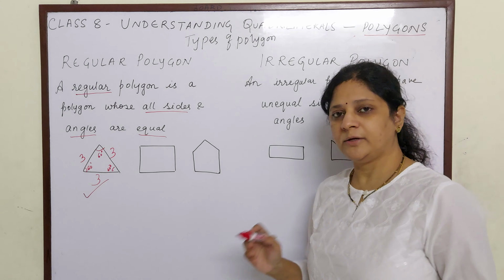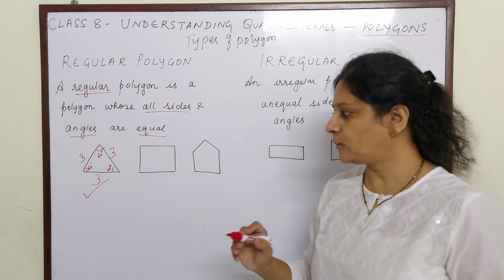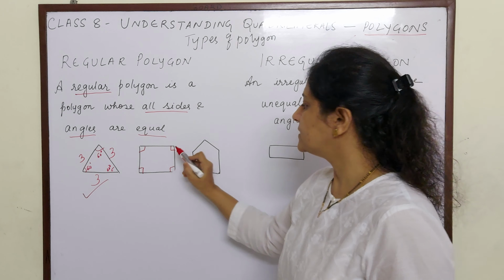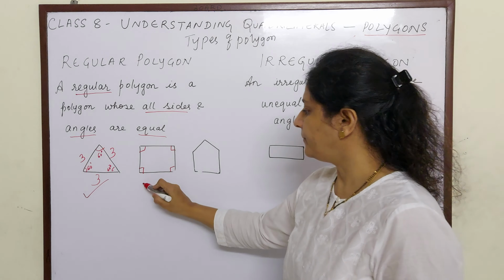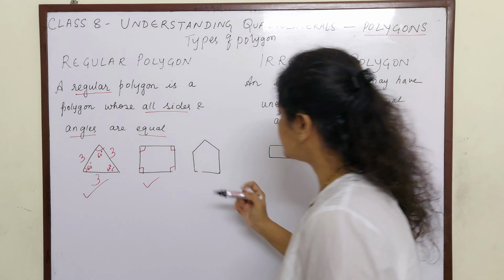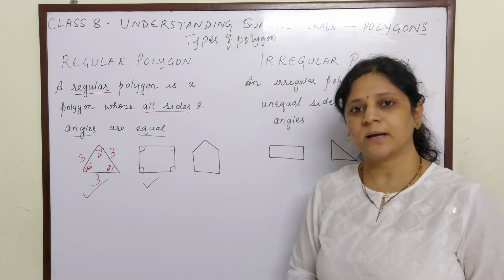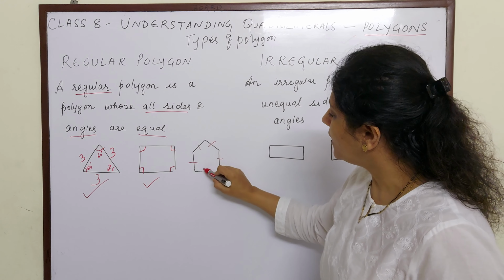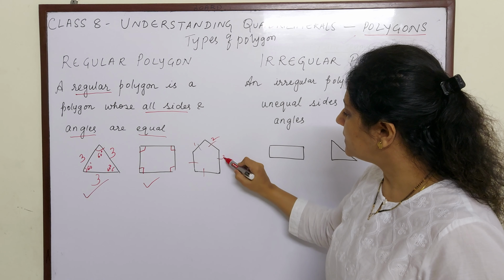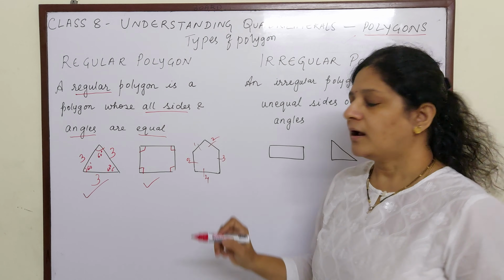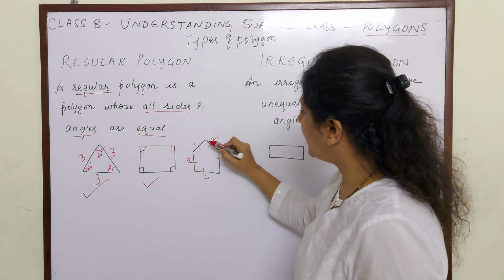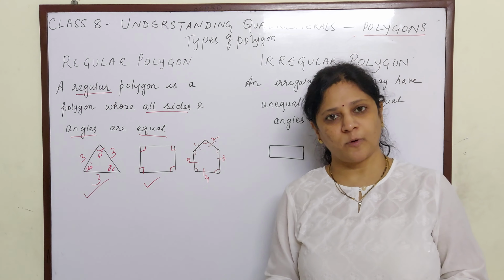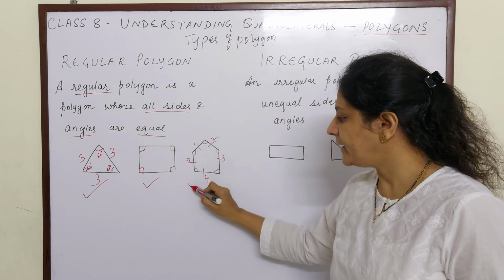Next one is a square. You know a square has all the sides equal and each angle is 90°, right? So this is also a regular polygon. Now this has 5 sides. A 5-sided polygon is known as a pentagon, children. In this pentagon, all sides are equal. One side, second side, third side, fourth side and fifth side. So all the sides are equal and all their angles are also equal. So this is called a regular polygon, or a regular pentagon, right?